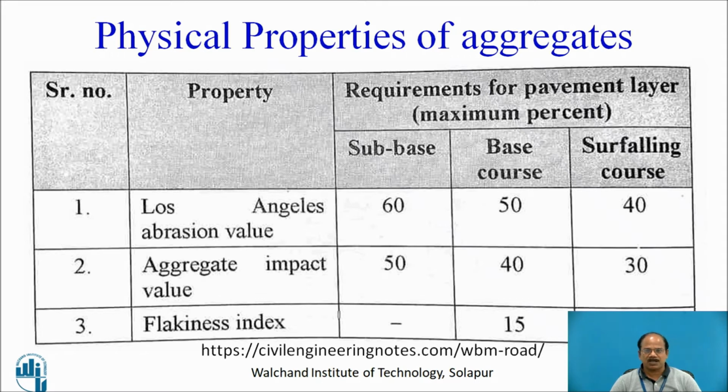The requirement for these properties, which is given in maximum percentage, is given for different layers. For the subbase, it is expected that Los Angeles should be maximum 60%, aggregate impact should be maximum 50%. Base course should have Los Angeles maximum 50%, aggregate impact value 40%, flakiness index 15%, while in surfacing course, the Los Angeles abrasion value should be 40 maximum, aggregate impact value has to be 30 maximum, and flakiness index has to be below that.